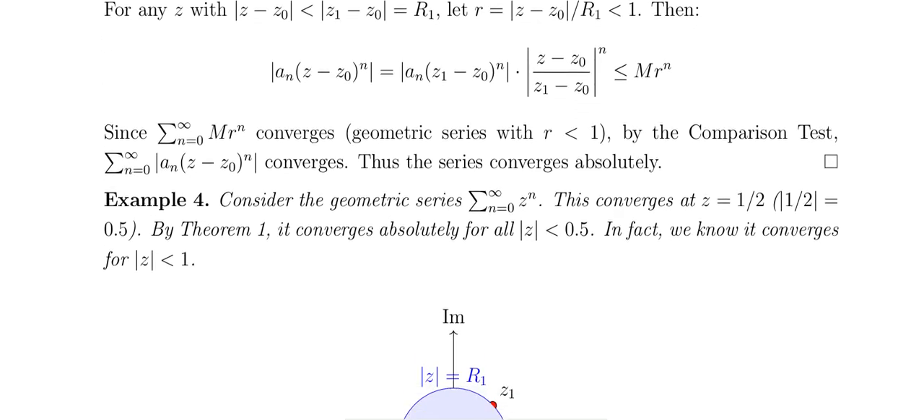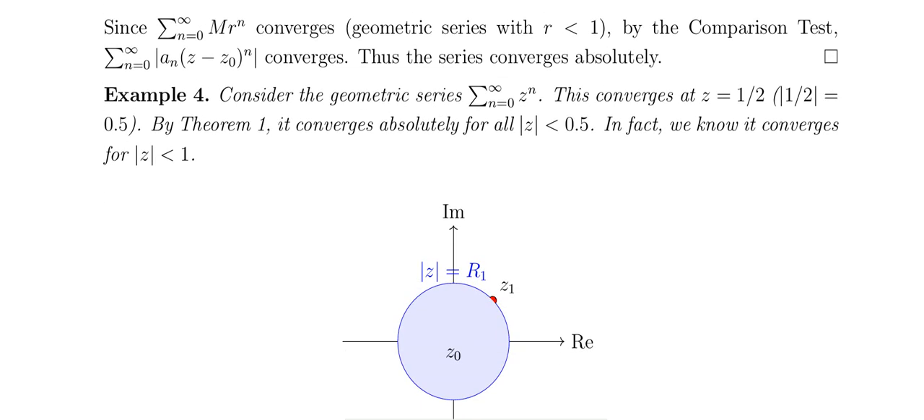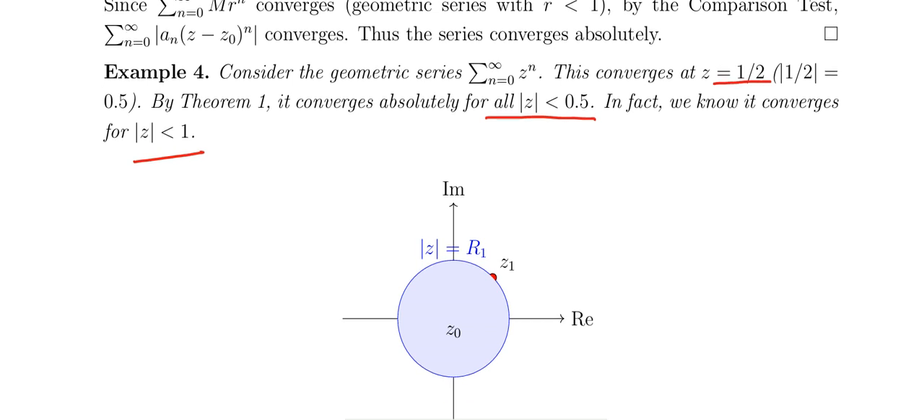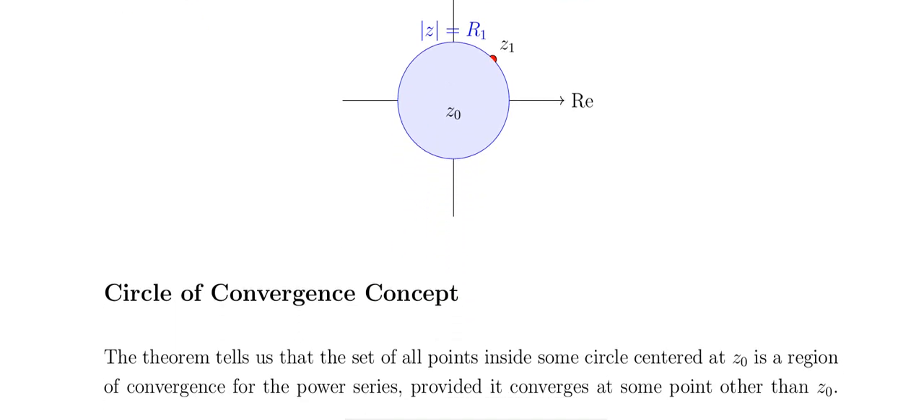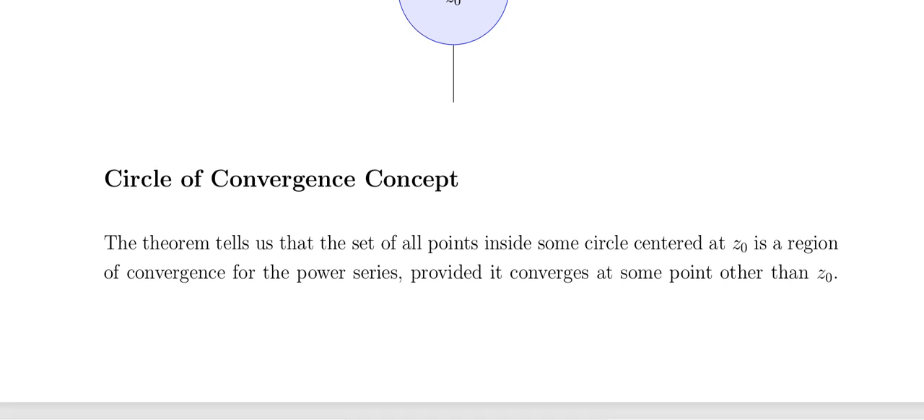And consider the geometric series summation z power n. This converges at z equal to 1 by 2, mod of 1 by 2 that is equal to 0.5. So it converges absolutely for mod z less than 0.5. Therefore it converges for mod z less than 1. That is the circle of convergence.